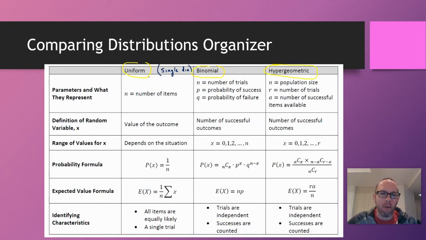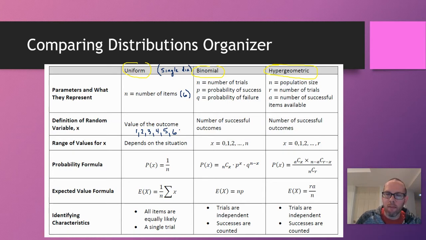The definition of the random variable is the value of the outcome. So for the single die, it's either 1, 2, 3, 4, 5, or 6. I think for this one, at least, it's pretty easy for me to write down those specific values, so you can choose to do that on your lesson sheet if you want to. The range of values for X depends on the situation. For the single die, the values are 1, 2, 3, 4, 5, and 6.